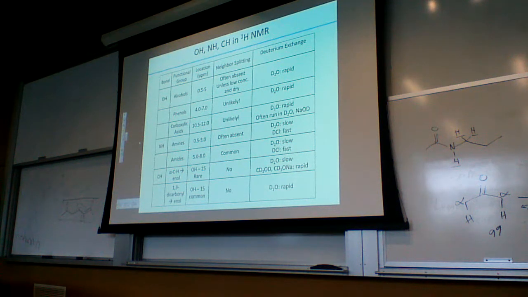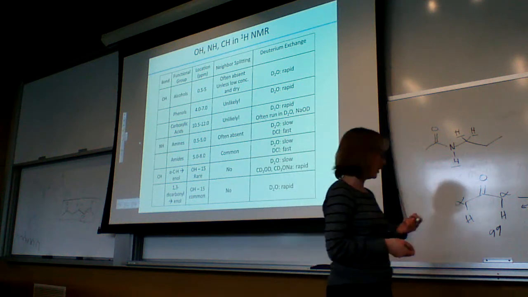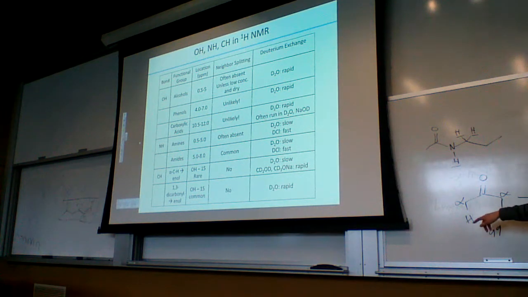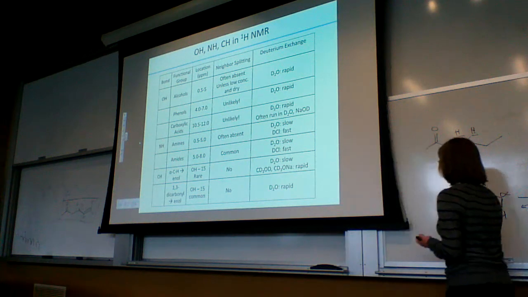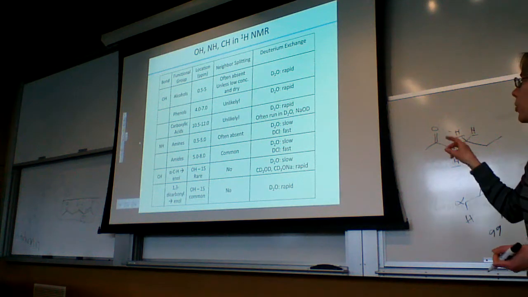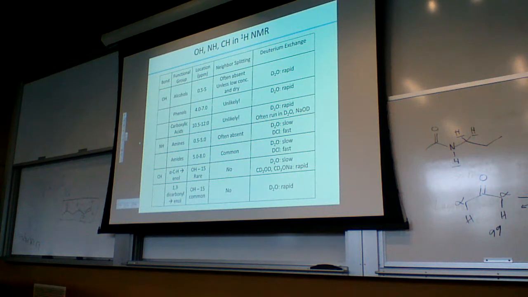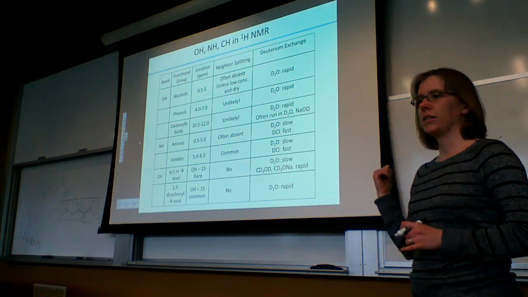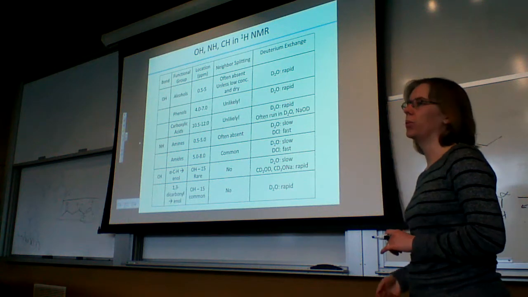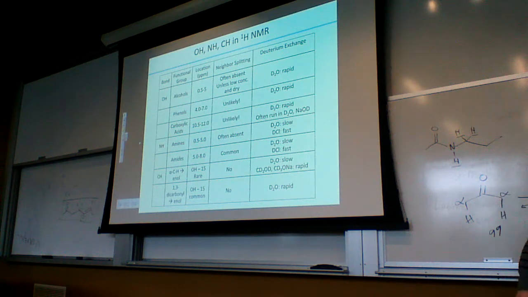I don't know why that says no. Those should say yes, if they have neighbors, they're going to split if there's a hydrogen there. You would see that. If you put deuterium in here very slowly, this would equilibrate and incorporate in the deuterium. If you added a little bit of strong base, if you added a methanol that's deuterated, you're going to exchange out those protons pretty rapidly. And that's actually how they make the deuterated acetone, is they'll take acetone and exchange it with the deuterium until it's completely deuterated on all of those hydrogens.